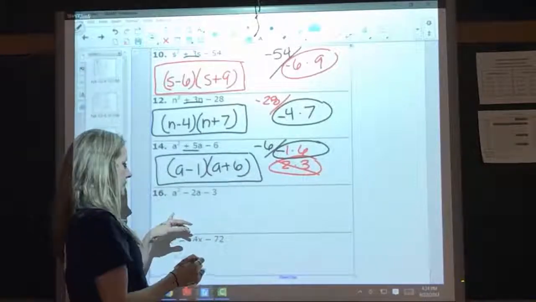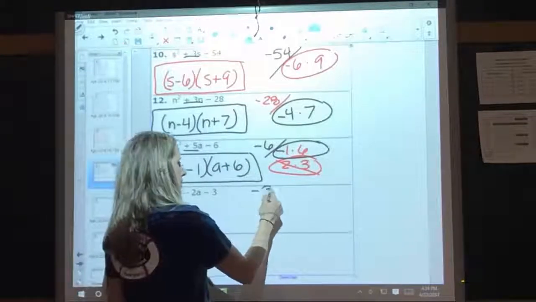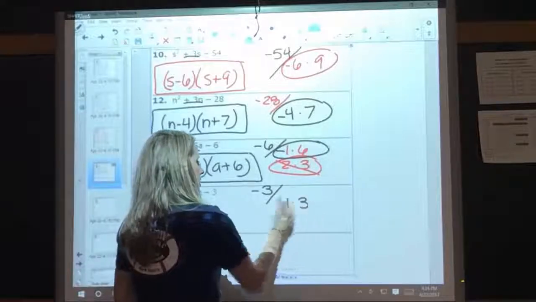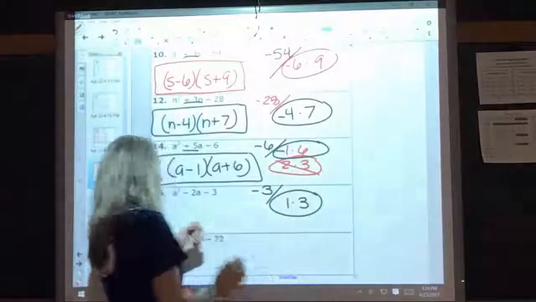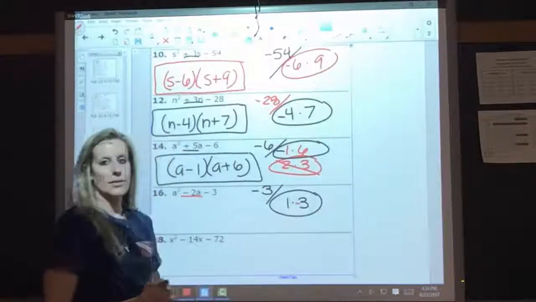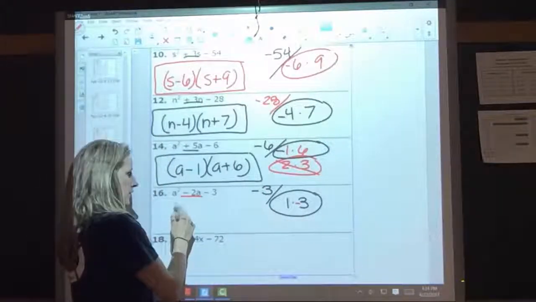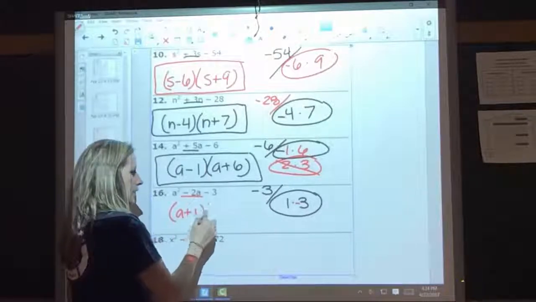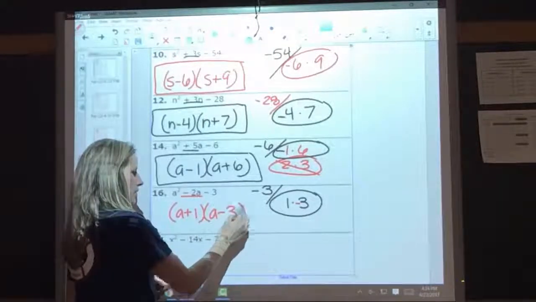All right, 16, factors of negative 3 would be 1 and 3. And if we want to get a negative 2 in the middle, our bigger number has to be negative. Okay, so your factors should have been a plus 1 and a minus 3.